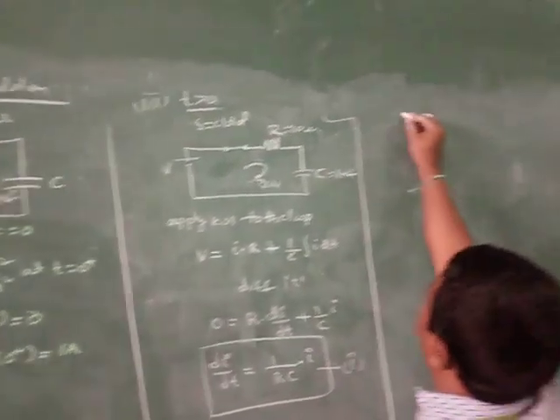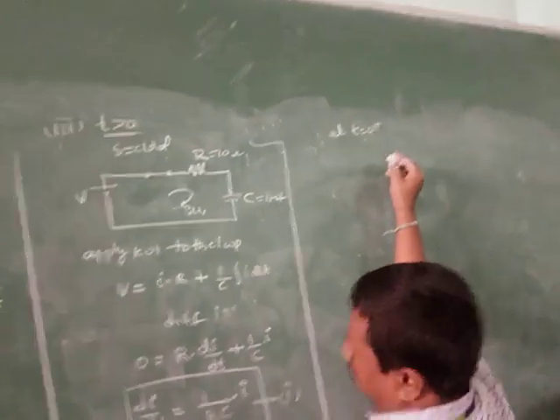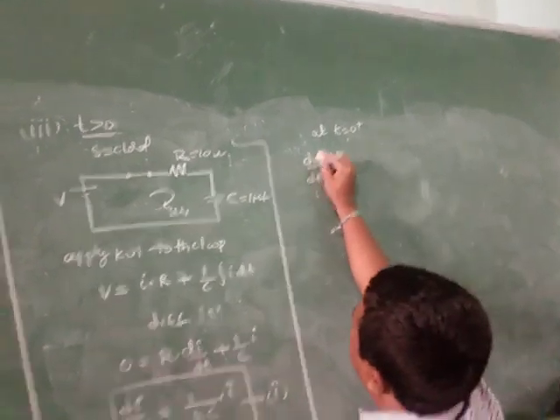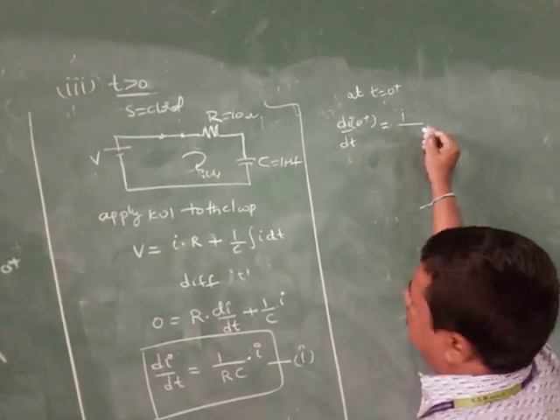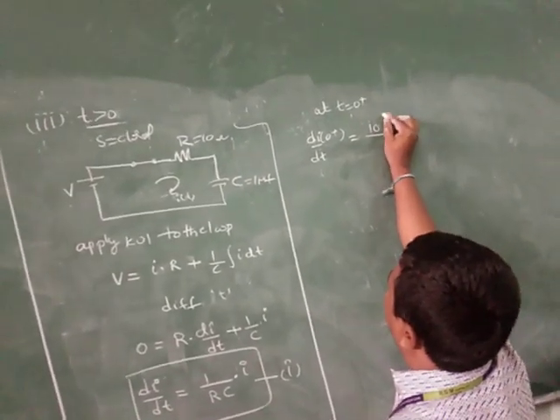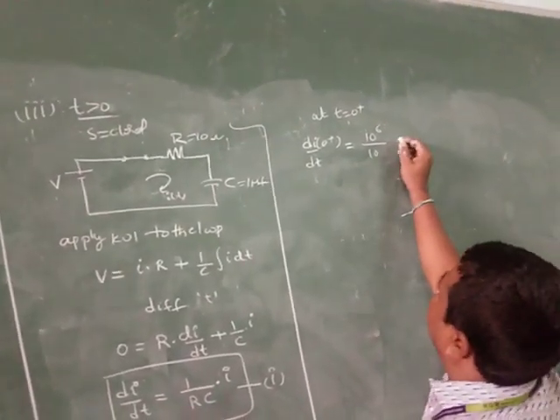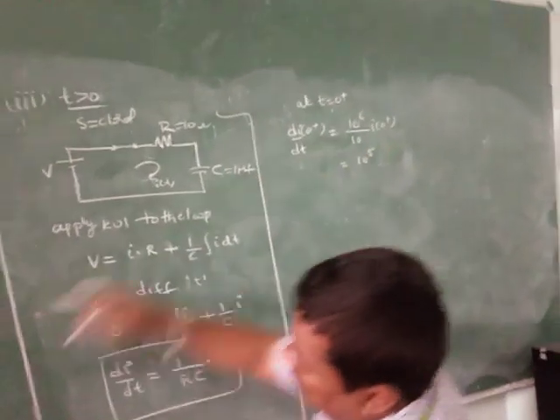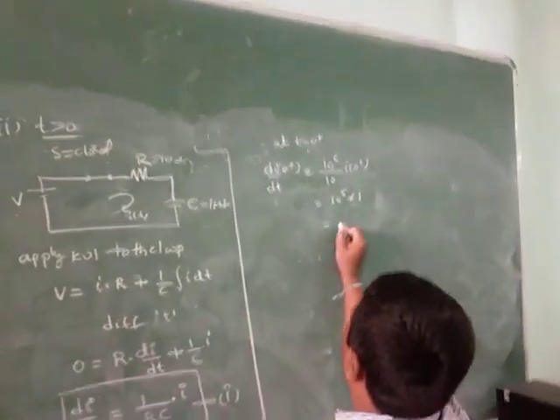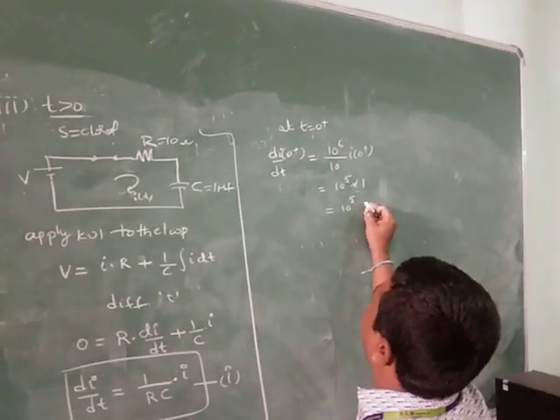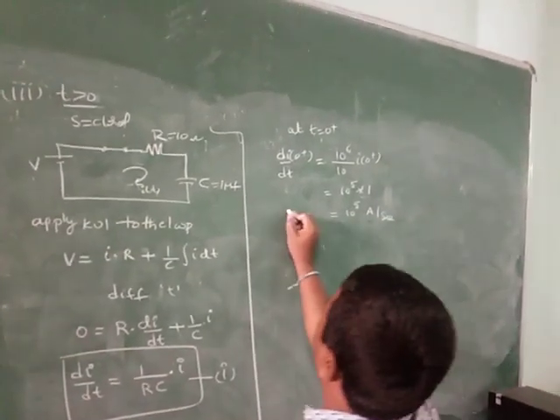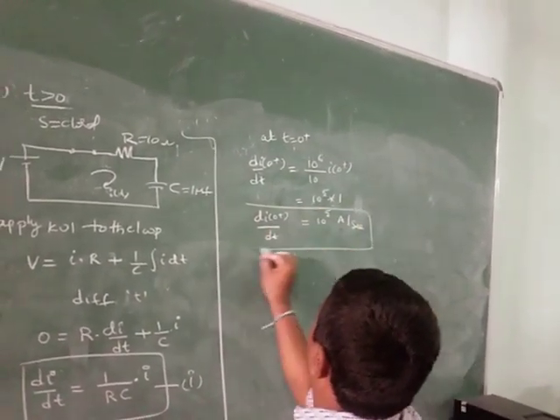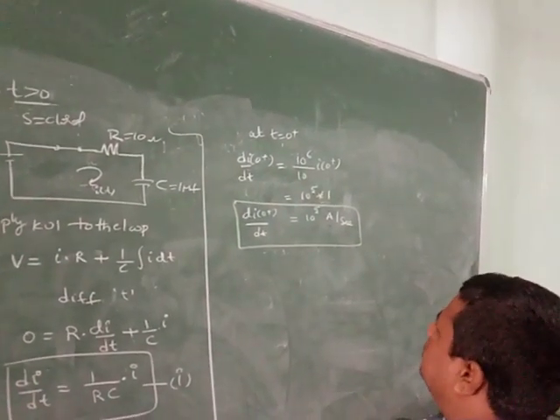di by dt at t is equal to 0 plus. At t is equal to 0 plus, substitute the values, the R value and C value, 1 by 10 times 10 to the power of 6, and I of 0 plus, which we already calculated is 1 ampere. That is equal to 10 to the power of 5, and the units are amperes per second. So di of 0 plus by dt is equal to minus 10 power 5 ampere per second.